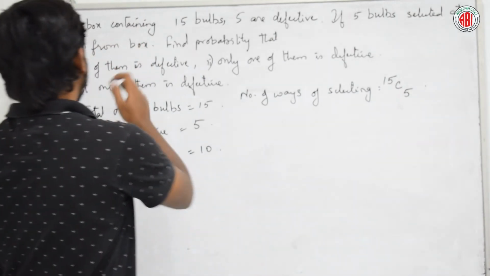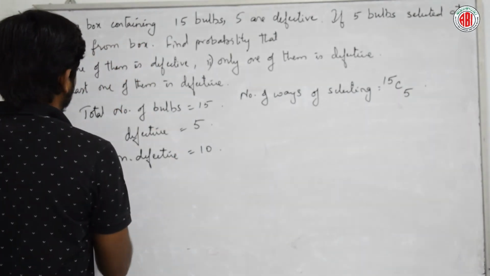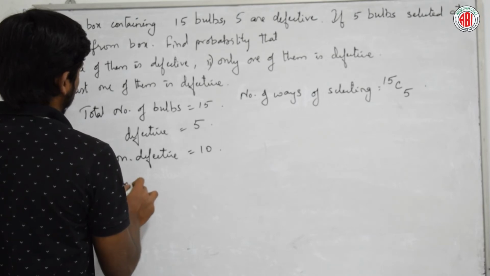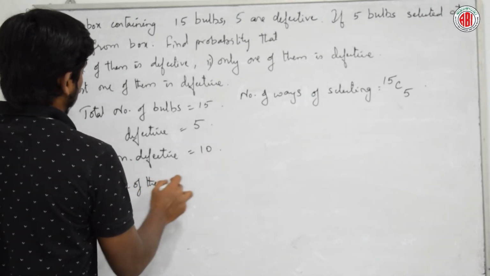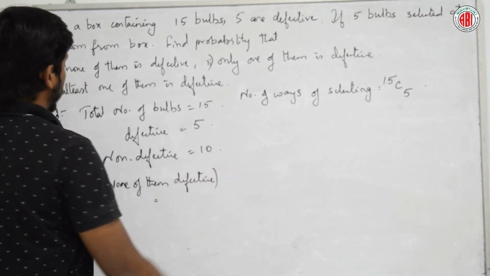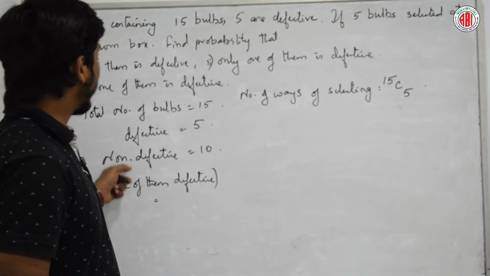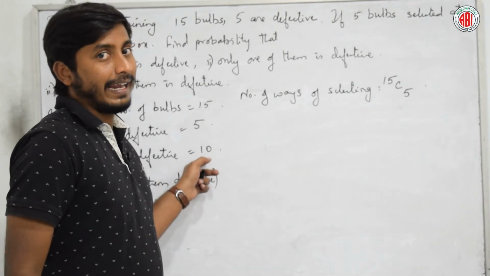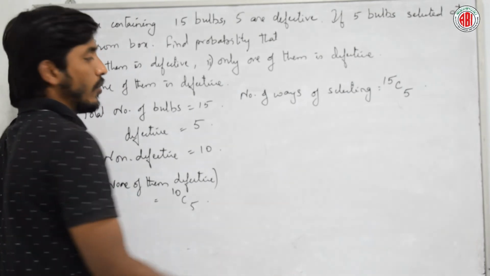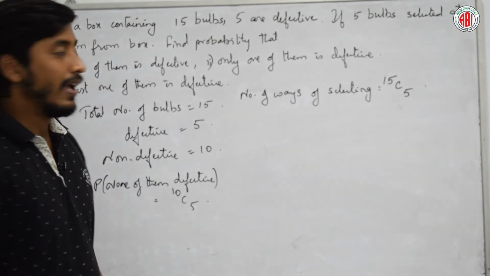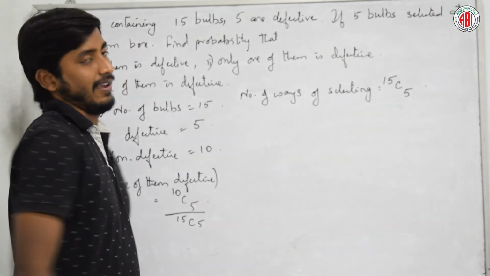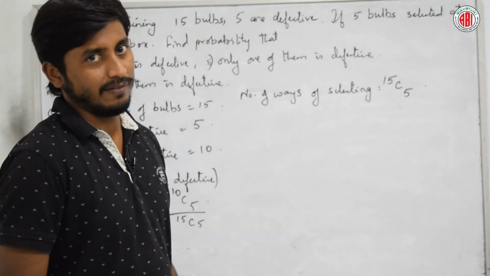Now tell me the first one, none of them is defective. Probability of none of them defective. So how many of them are non-defective? 10. So out of 10 only we have to select 5. That's it, over. Out of 15 C5. If you want to solve, you can solve it.